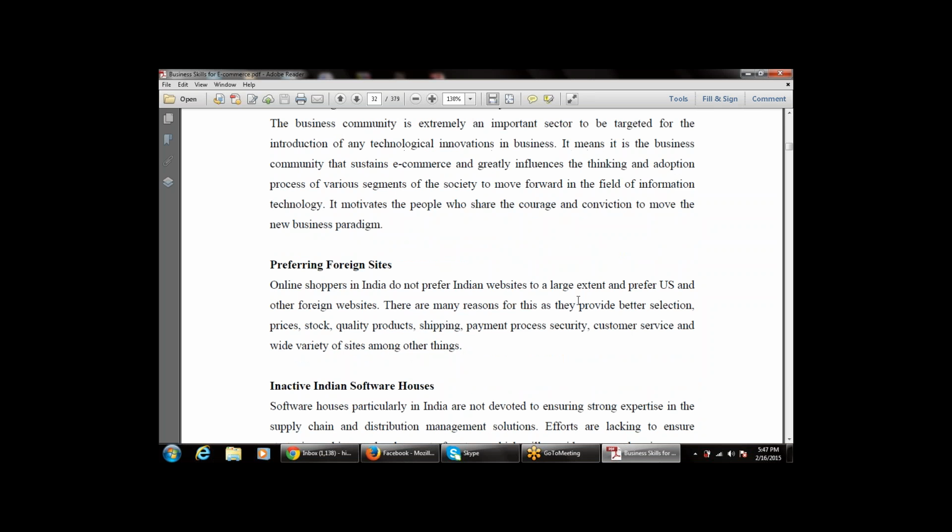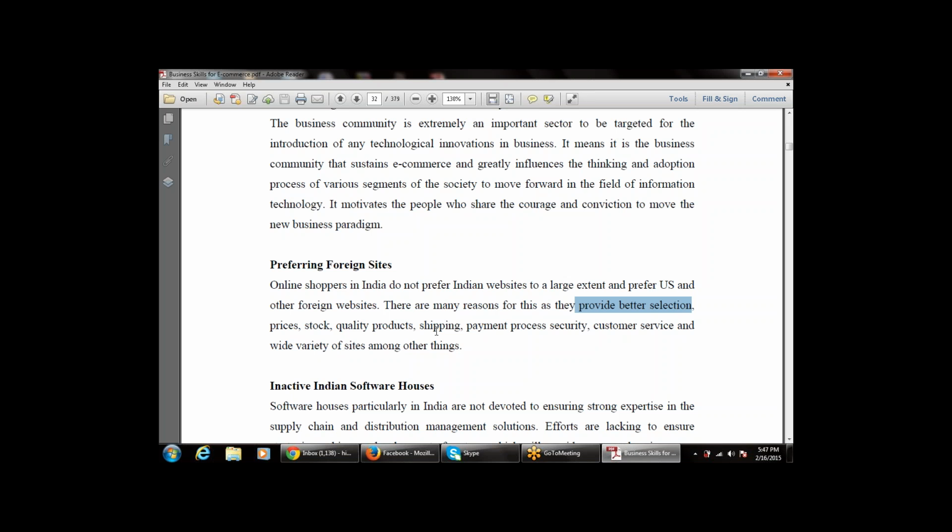There are many reasons for this, as they provide better selection, better prices, better stock. That is, there is better selection available, as well as better prices for the product. The product is available in stock also, quality products, shipping. There is better shipping from abroad, payment process security, customer services. That is, there is proper customer service whenever any customer purchases a product, and a wide variety of sites among other things.